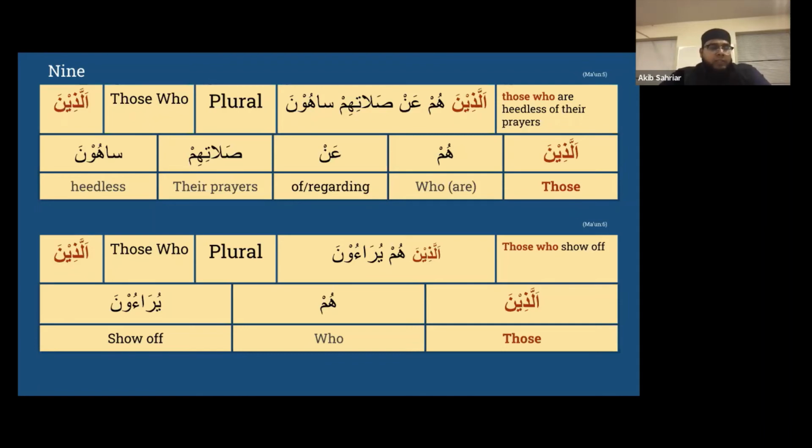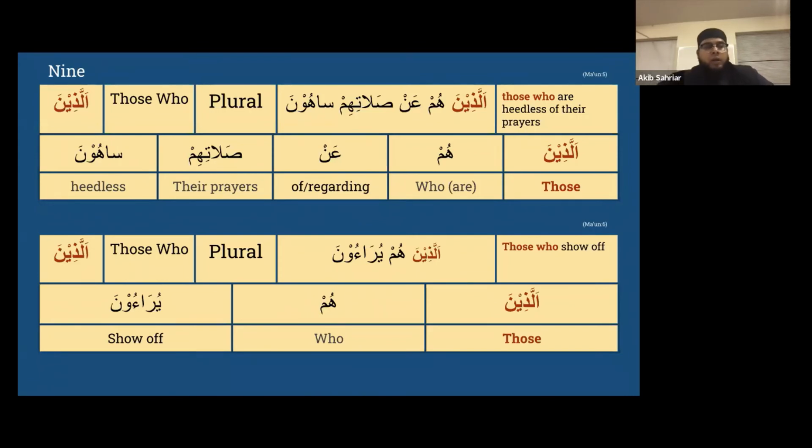Alladhina, those who are, meaning, or they are. Whom is also, like I mentioned, a pronoun, which is just referring to the people Allah subhanahu wa ta'ala is talking about in this verse. An is a harf, right? An is a letter, just like fi was, just like wa was. Fi meant in or into, inside, and wa meant and, right? So those are all huruf, and an is also a harf, right?